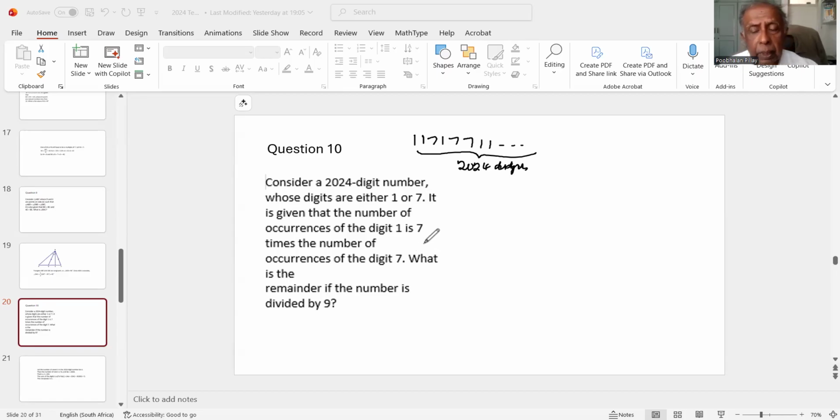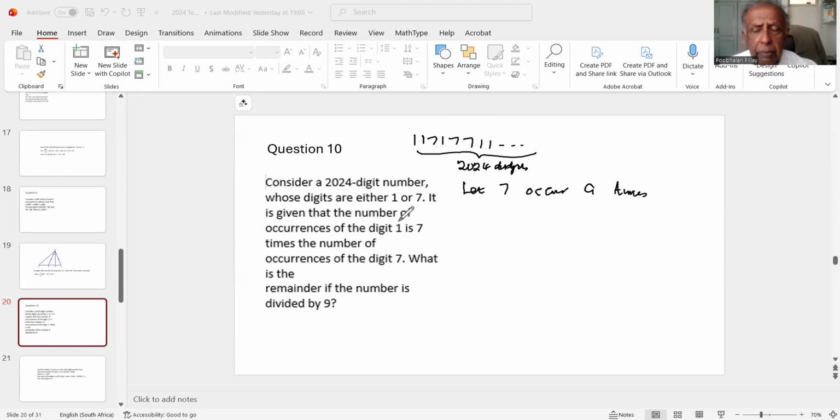All right. It is given that the number of occurrences of the digit 1 is 7 times the number of occurrences of the digit 7. All right, so we don't know how many times 7 occurs. So let's just say let 7 occur, we'll call it a times.